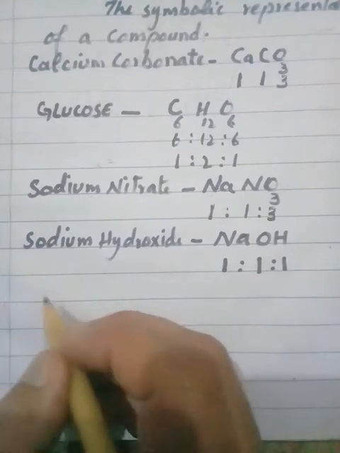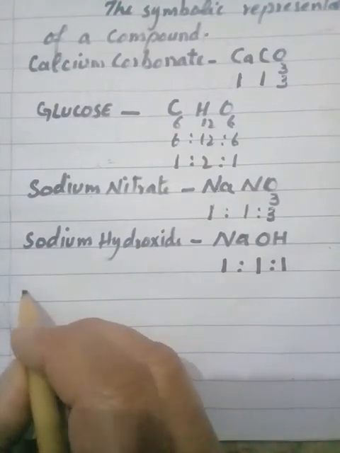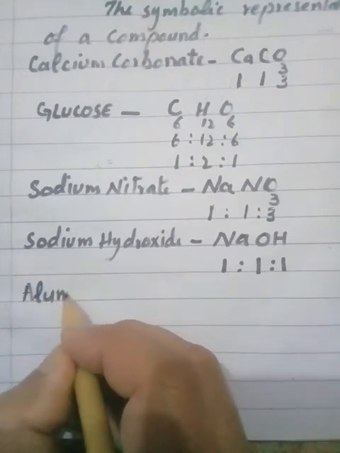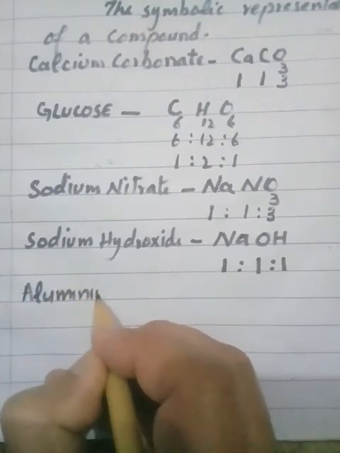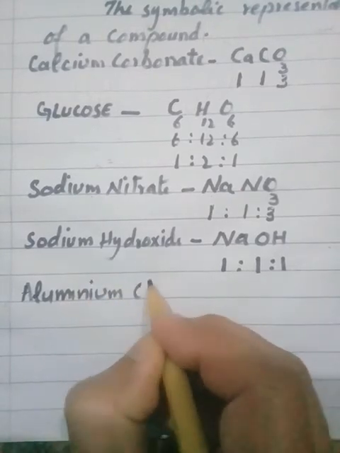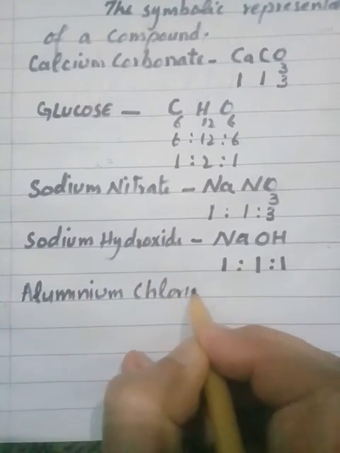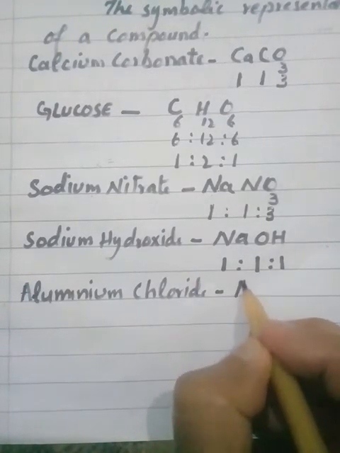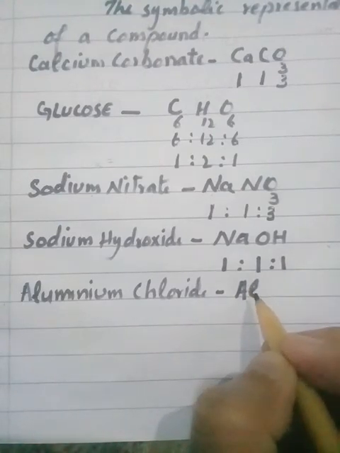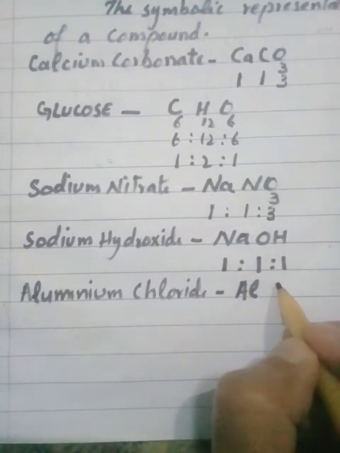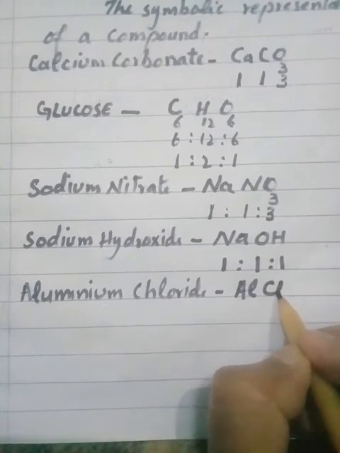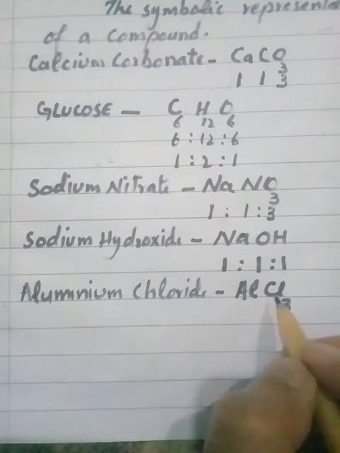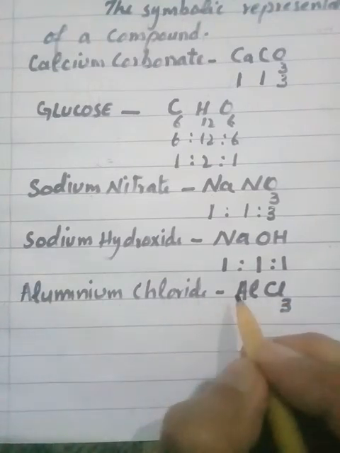Now the next one, that is aluminium chloride. What is the symbol of aluminium? That is Al. What is its abbreviation? Al. What is the abbreviation of chloride? Cl. AlCl3 is the symbolic representation of aluminium chloride.